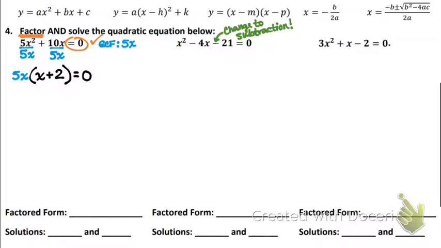How many factors do we have here? 2. What does the F in GCF stand for? Factor. This is a factor. And this is a factor. By the way, this is my factored form. This is what I'm going to write down on that line where it says factored form. I have 5x times x plus 2 equals 0. This is my factored form.